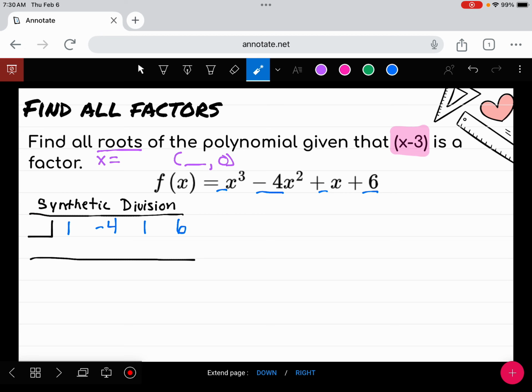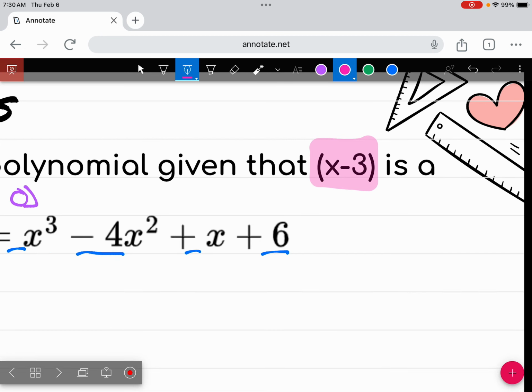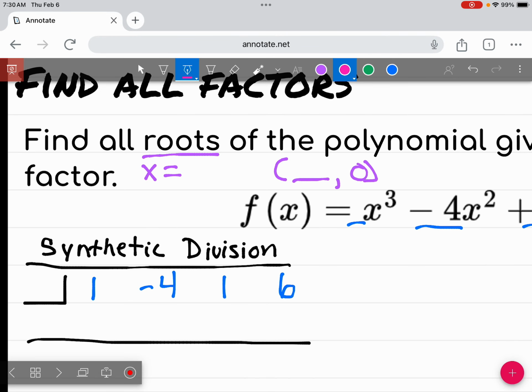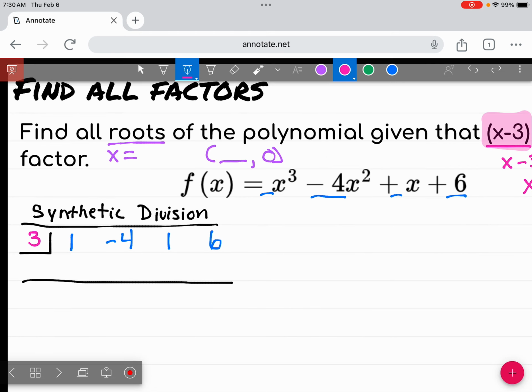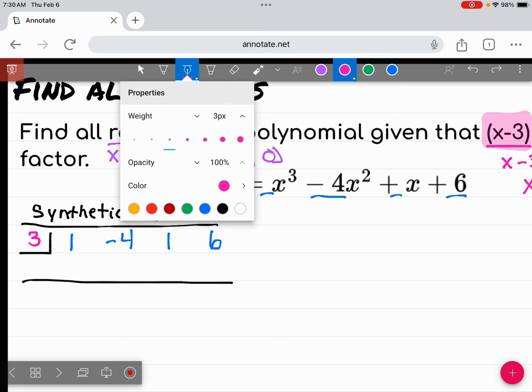How do we know it's 3? Because you do x minus 3 equals 0. Since we're given a factor, we need to find the root. So we set our factor equal to 0. So x minus 3, add 3 to both sides. We want to see if 3 is a root for this polynomial. That's what they're asking us to prove. So the 3 is what goes in this box over here. Questions on the setup on this one? Cool, cool, cool. Then we're into our process.